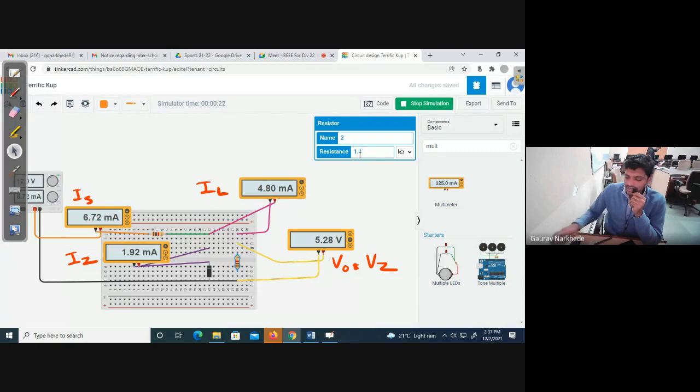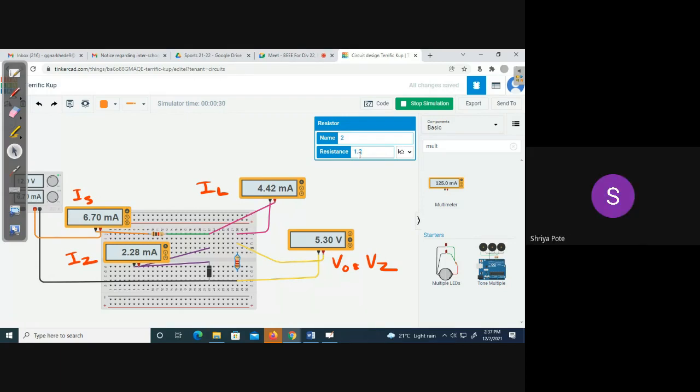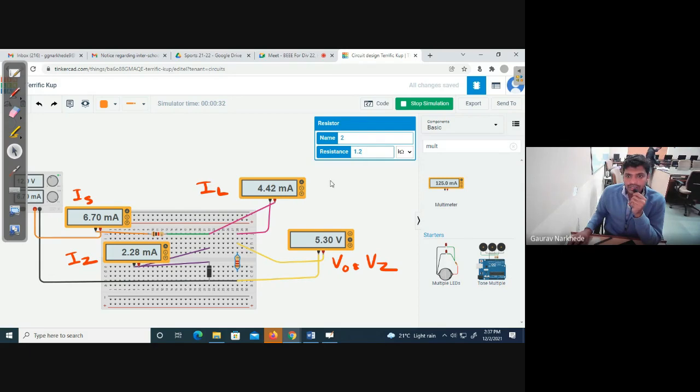Will it work? It won't work. 1.2, will it work? No. How much was it coming? 1.2 kilo ohms was coming, right? Okay, let's try 1.5. Okay, why is it giving this? Just 1 second.